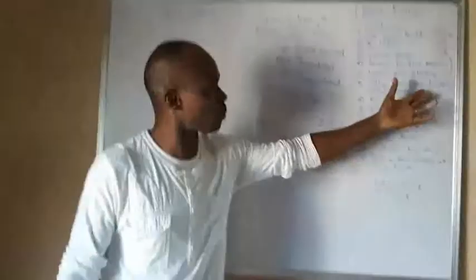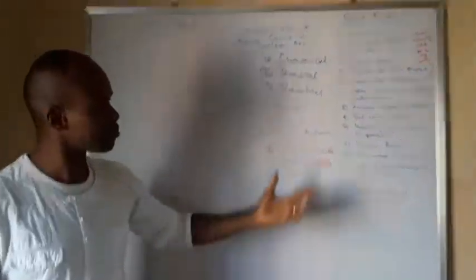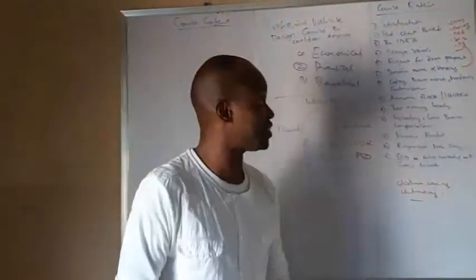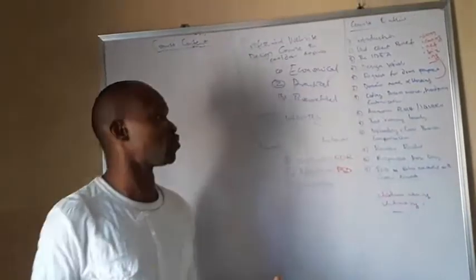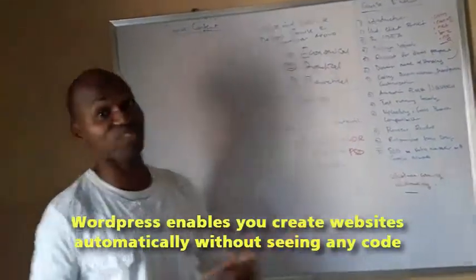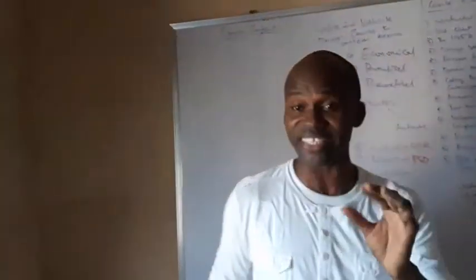The next line that I want to also look at is WordPress. WordPress, like I mentioned earlier, is a content management system that enables you to create websites automatically. Some even say that you can create your website without even looking at a single code. So that's about that.